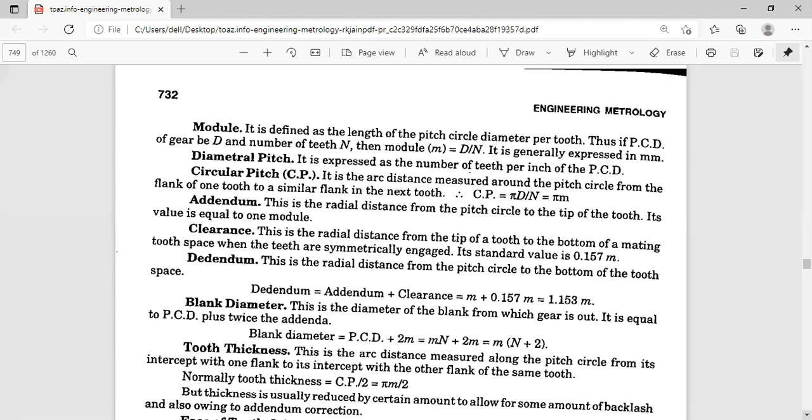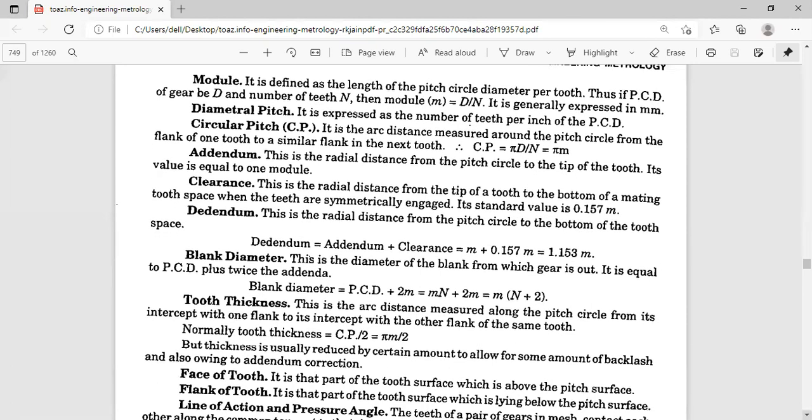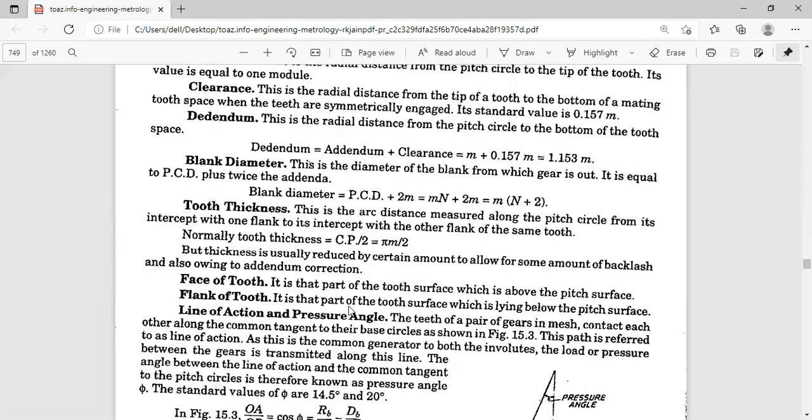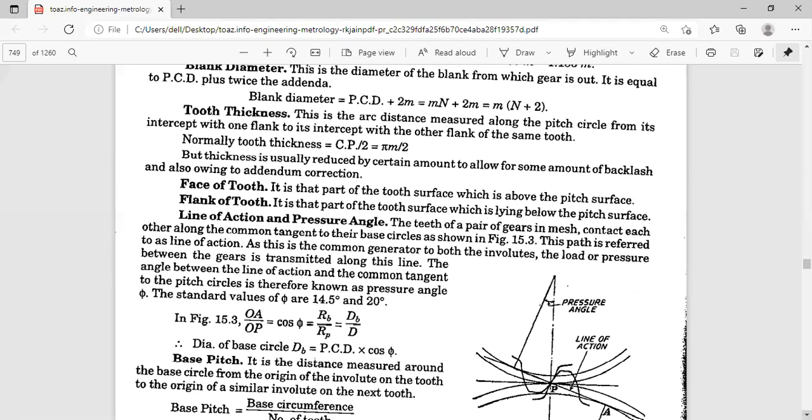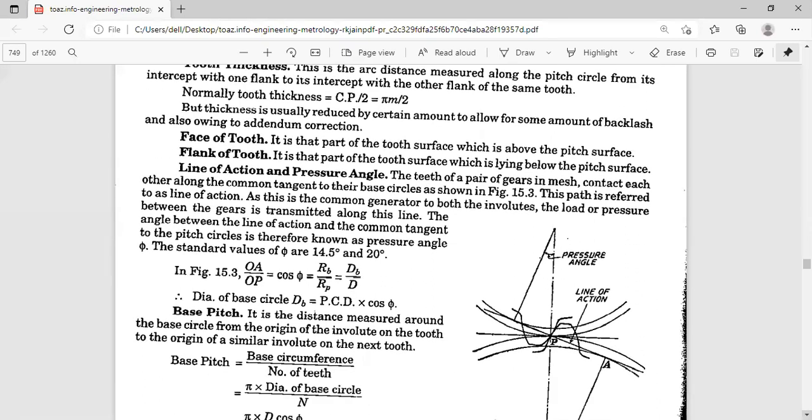I want to tell flank also, I might have skipped. So what is flank? Flank is the part of the tooth surface which lies below the pitch surface. This we have already seen. And face is the part of the tooth surface which is above the pitch surface. Last class I dealt up to face and flank. So just try to see the diagram. The diagram you have to practice, my dear friends. You have to draw and practice that particular diagram and this also.